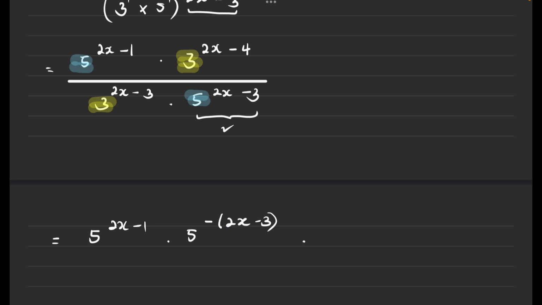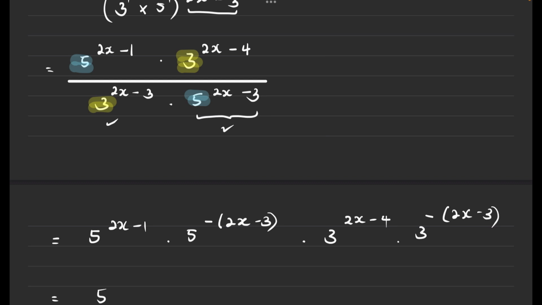Then let me multiply with the 3 to the power 2x minus 4. I'm going to multiply this thing with what? With this one over here. But the exponent of 3 to the 2x minus 3 is going to be different. It's going to change the sign. It's going to be minus 2x minus 3. So what is my answer? So it's 5. It's the same base.